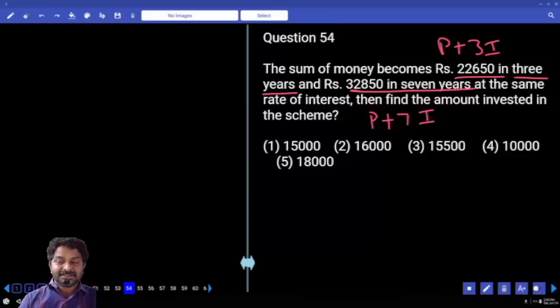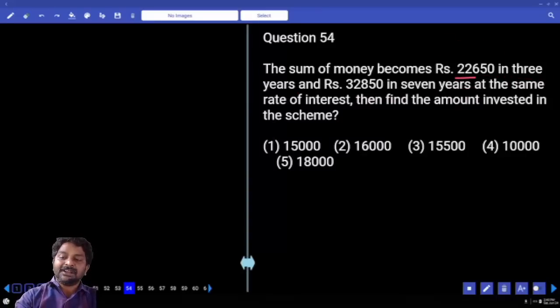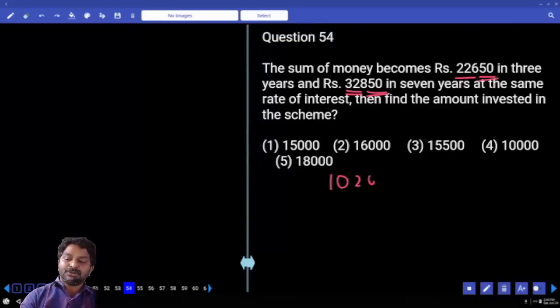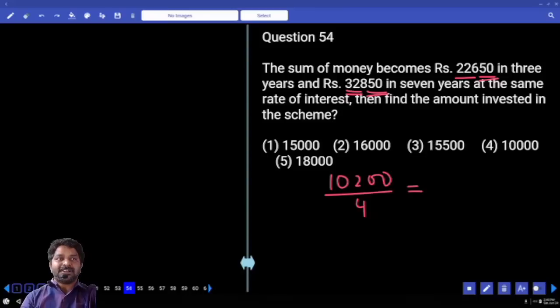Now identify the difference. 22,000, 32,000, difference 10,000, and 850 minus 650. That means 10,200 is 4 years interest only, per year in the sense by 4. How much is that? Let's calculate. 10,000 by 4, how much is that? Don't look at it as a mathematical problem. 2,500 extra 200 divided by 4, 50. That means 2,550. This is per year only.